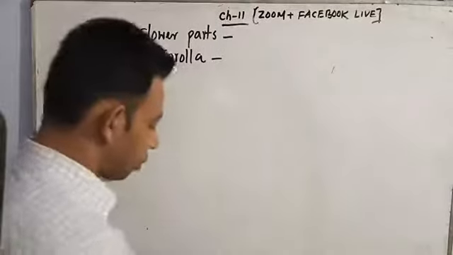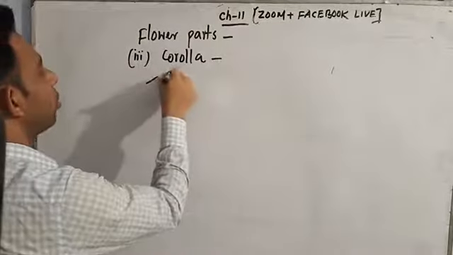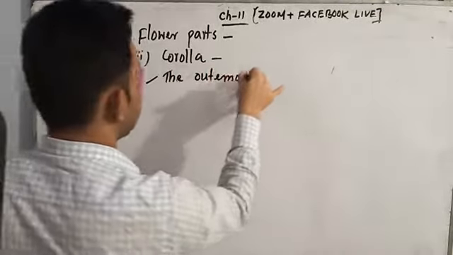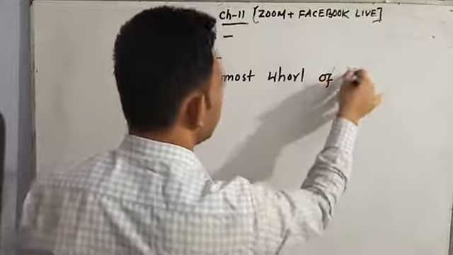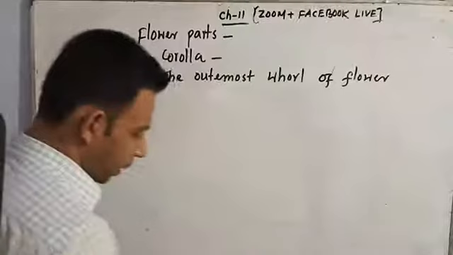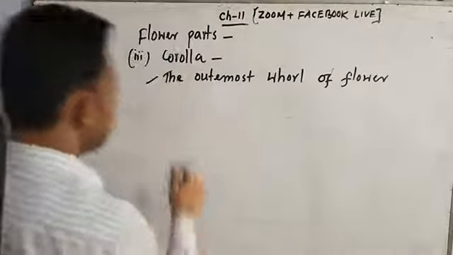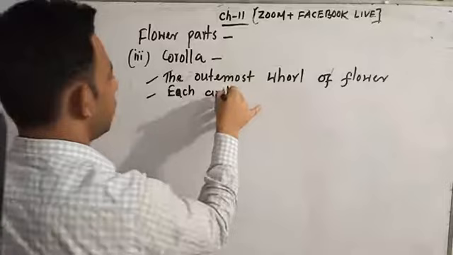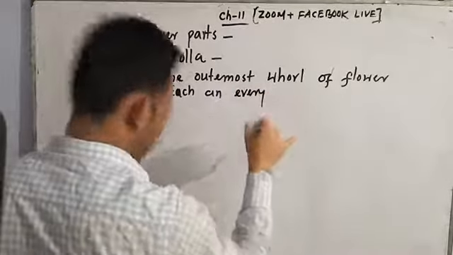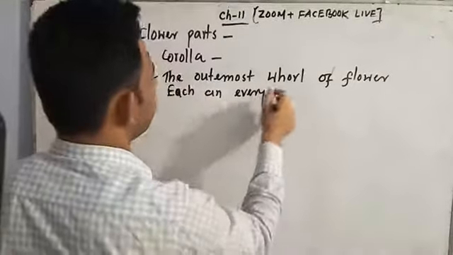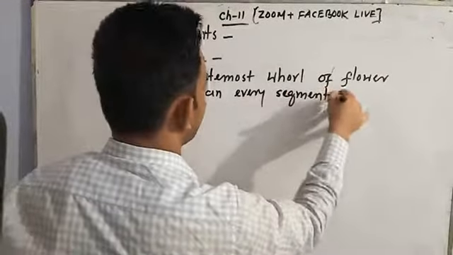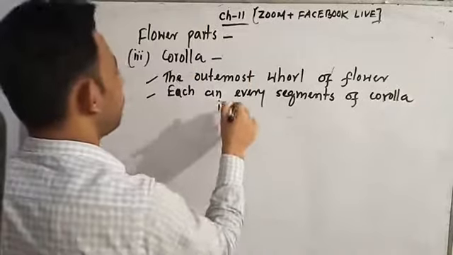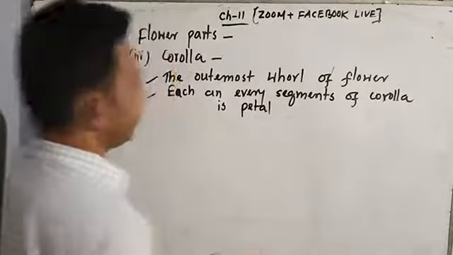Corolla is actually the outermost roll of the flower, and we can write that each and every segment of the corolla is a petal.